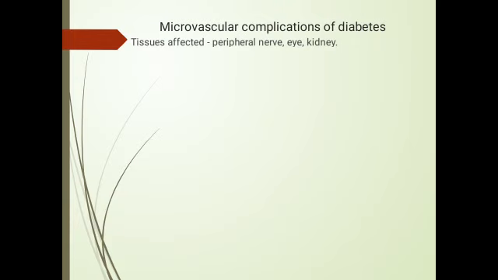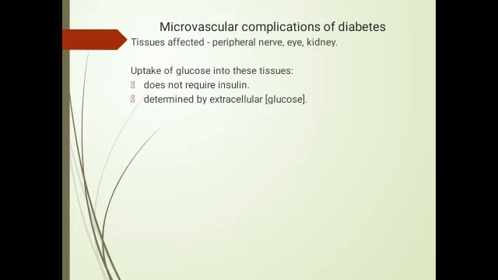So what is the pathophysiology of microvascular complications of diabetes mellitus? The tissues affected mainly are the peripheral nerves, eyes and kidney. So the uptake of glucose into these tissues does not require insulin, and it is determined by the extracellular glucose. So when there is plenty of glucose in the blood, it will enter into these tissues and it will produce many effects which result in cell damage.